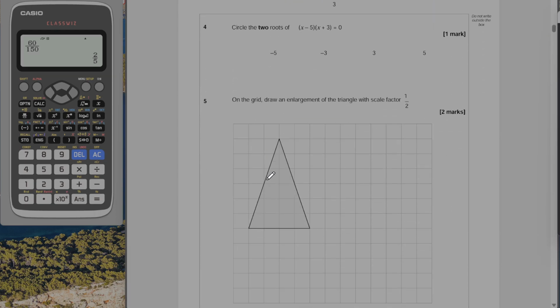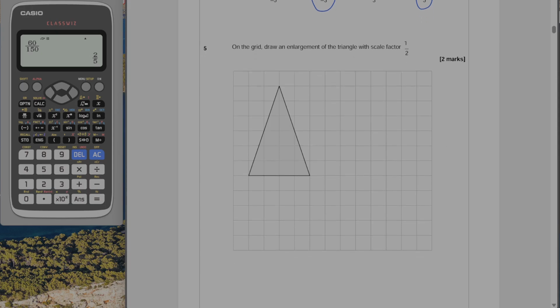Okay, question 4. Circle the 2 roots of x minus 5 and x plus 3. So we want whatever makes these brackets 0. To make this bracket 0, x would need to be equal to 5. To make this bracket 0, x would need to be equal to minus 3. So there we go.